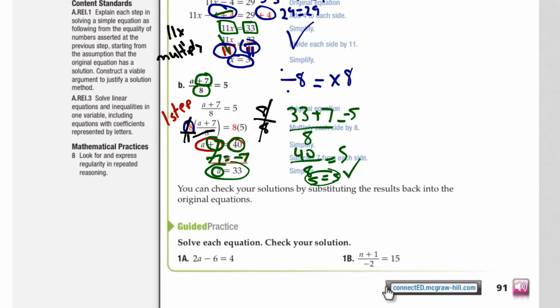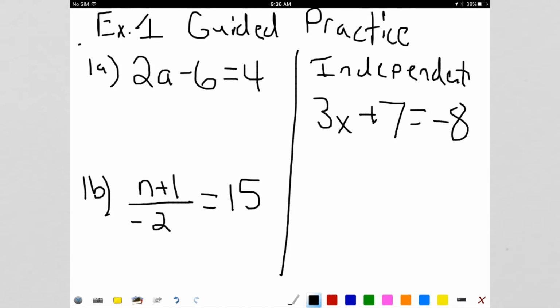Alright? Next, I have some guided practice. Here's the guided practice. So what I want you to do is try the guided practice out. When you're finished with the guided practice, I want you to raise your hand and I will come by and check your answer. If I'm checking another person's answer, go ahead and pause the video and just wait till I'm done so I can check your answer.